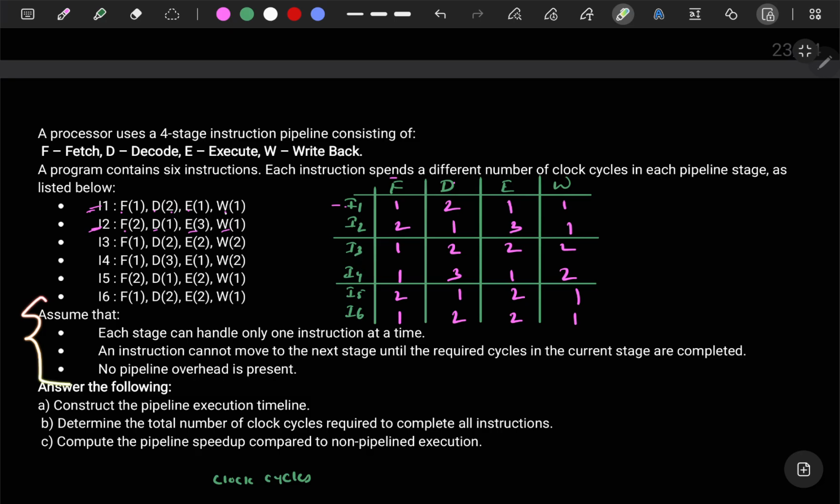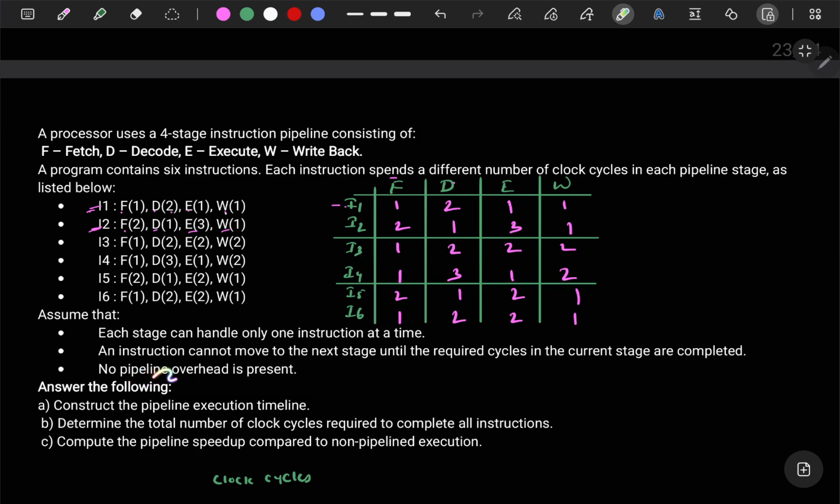Now before solving this question you have to assume certain things, which are written here. Each stage can handle only one instruction at a time. So at one stage only one instruction can be processed. Second, one instruction cannot move to the next stage until the required cycles in the current stage are completed. Definitely. This thing we had seen in the theory also.